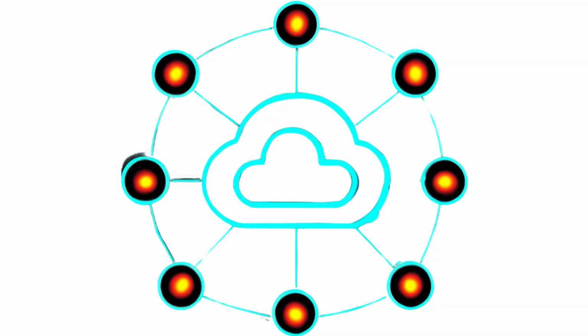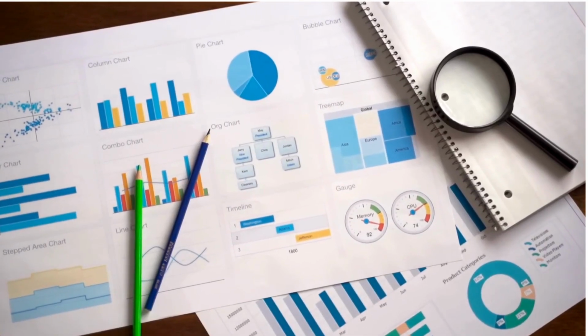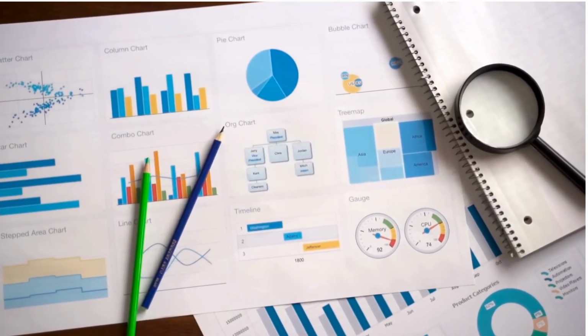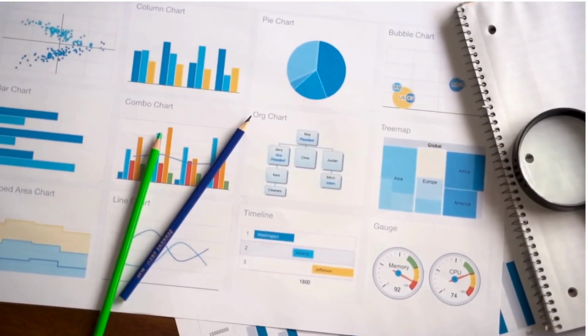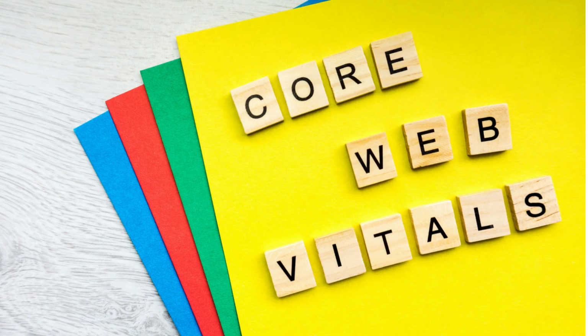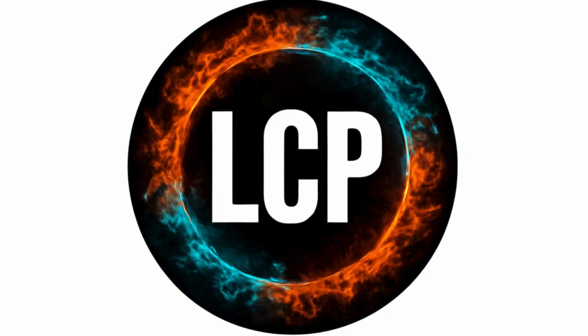Enable browser caching. Use a content delivery network, also known as CDN, to serve your files from locations closer to your visitors. Remove unnecessary plugins and scripts that slow down your pages, and always test your website using Google's PageSpeed Insights after making changes. Remember, improving LCP isn't about chasing a perfect score, it's about making your website load quickly for real people.